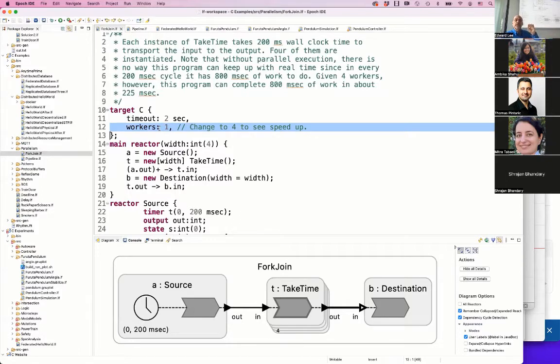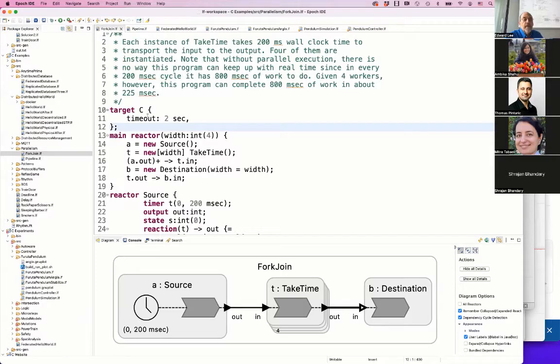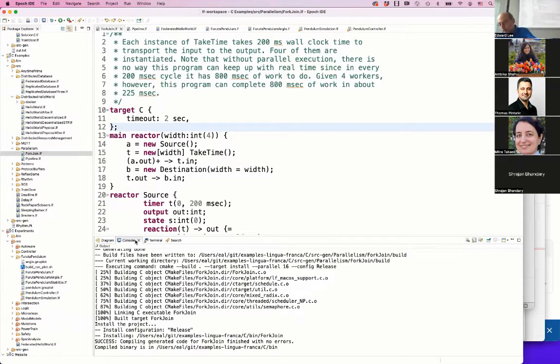And the way the execution engine in this case works is that this parameter will determine how many threads get created to execute reactions. And then it relies on the operating system to put those threads on separate cores, which the operating system will normally do transparently, in order to take advantage of multiple cores. So if you don't set this, all right, so let's start with that, and I will compile this program. It's fork join.